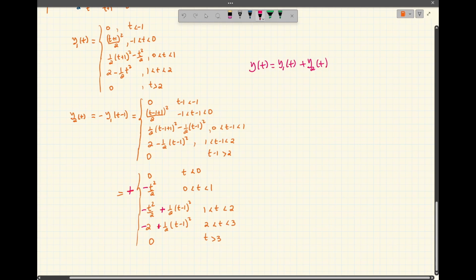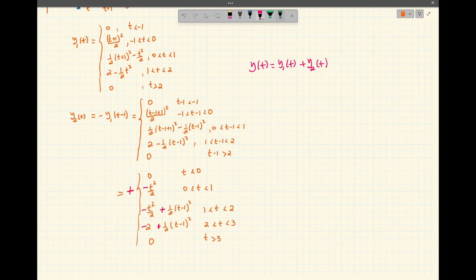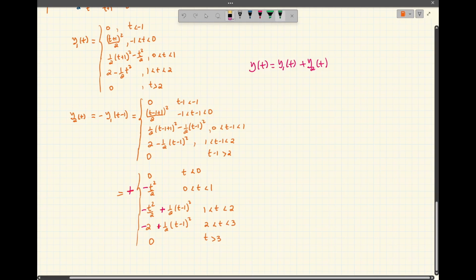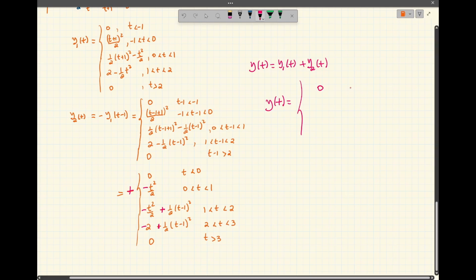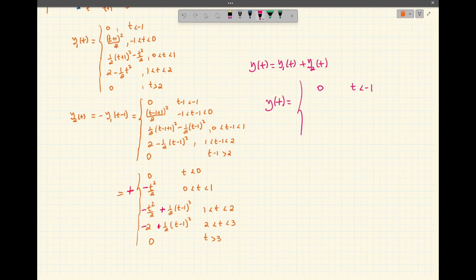Okay, so these are piecewise functions. So we have to add the sections that are on the same interval. So y of t will be equal to, for the interval from negative infinity to -1, the function will be 0 when t is less than -1, and then from -1 to 0 we have to add this.